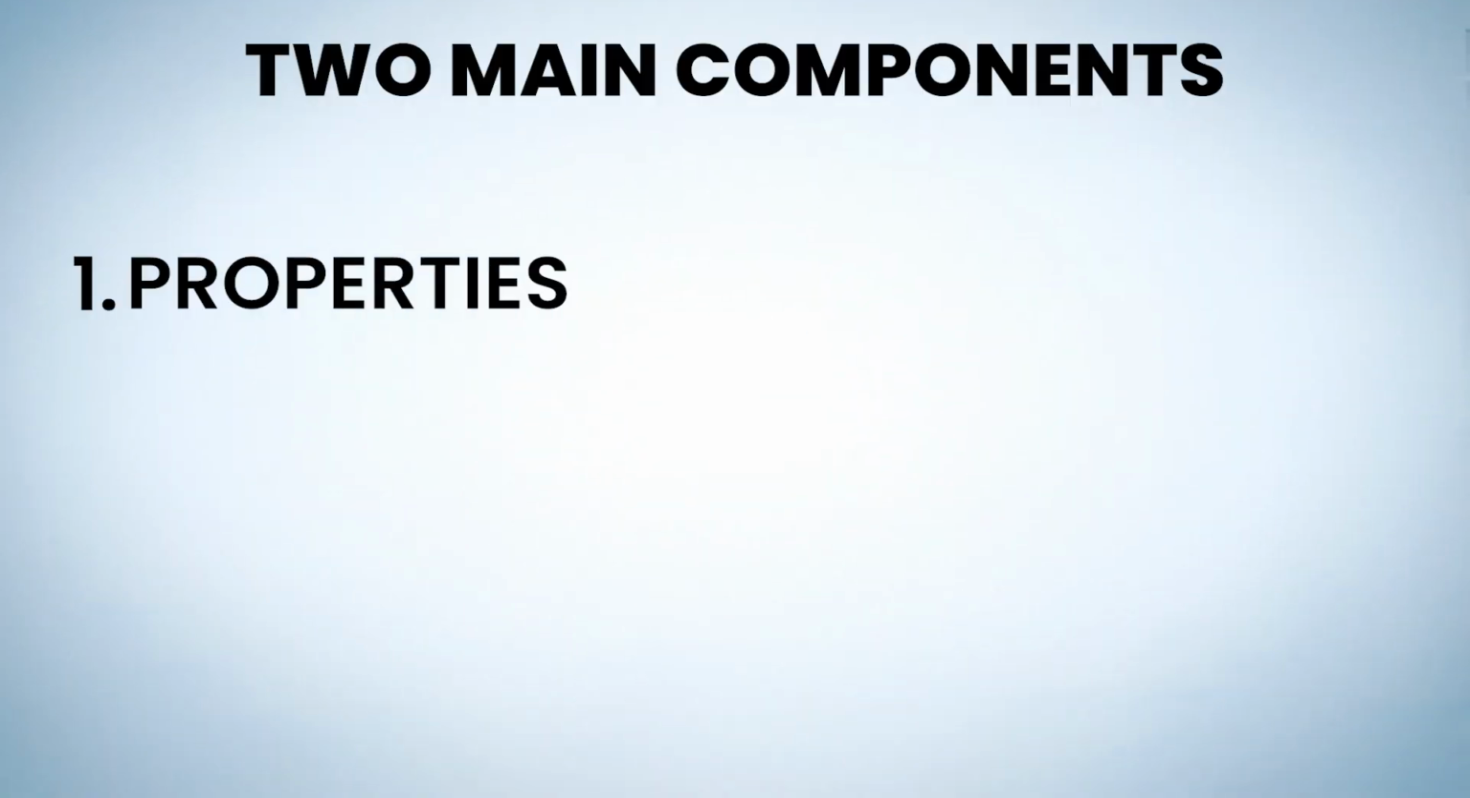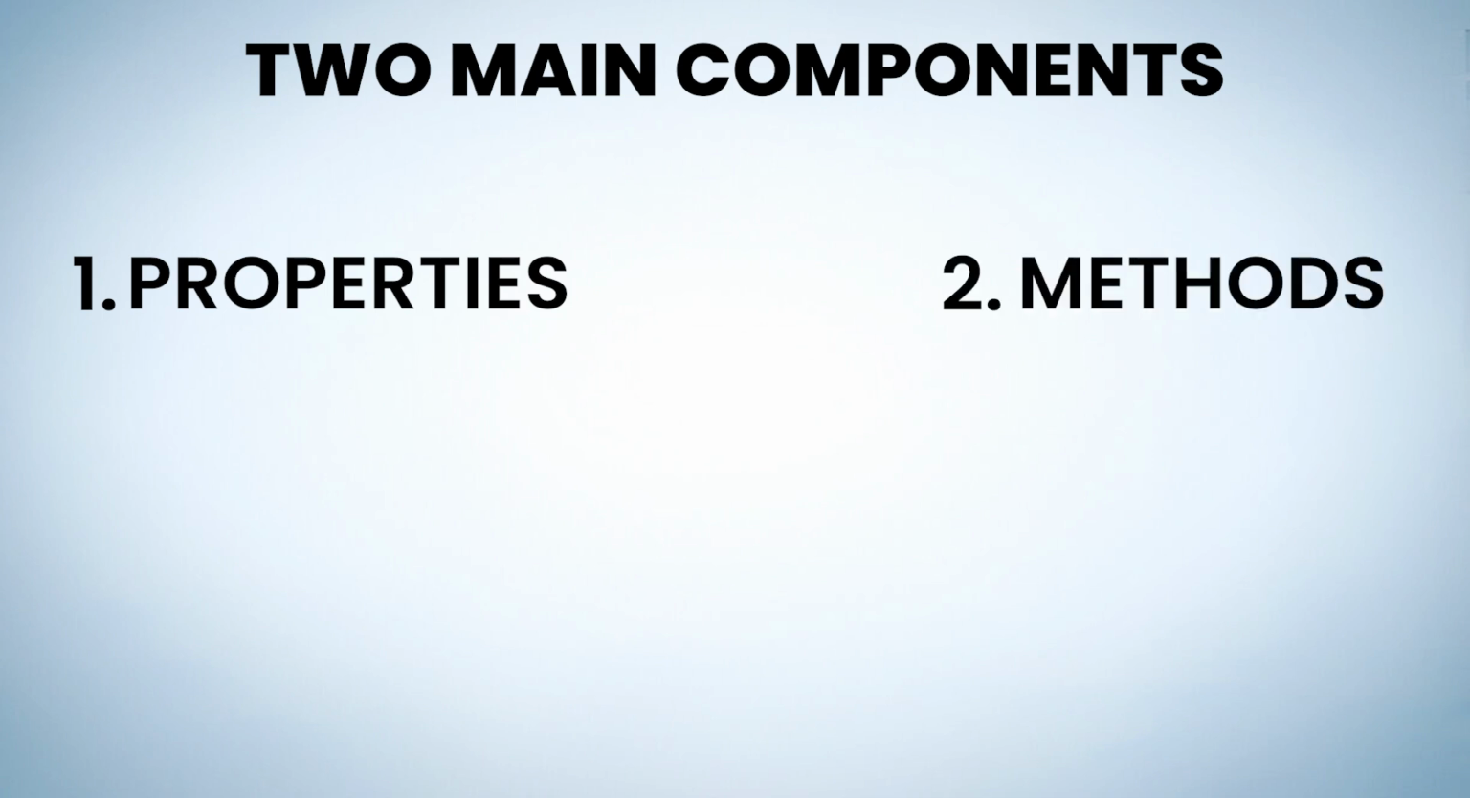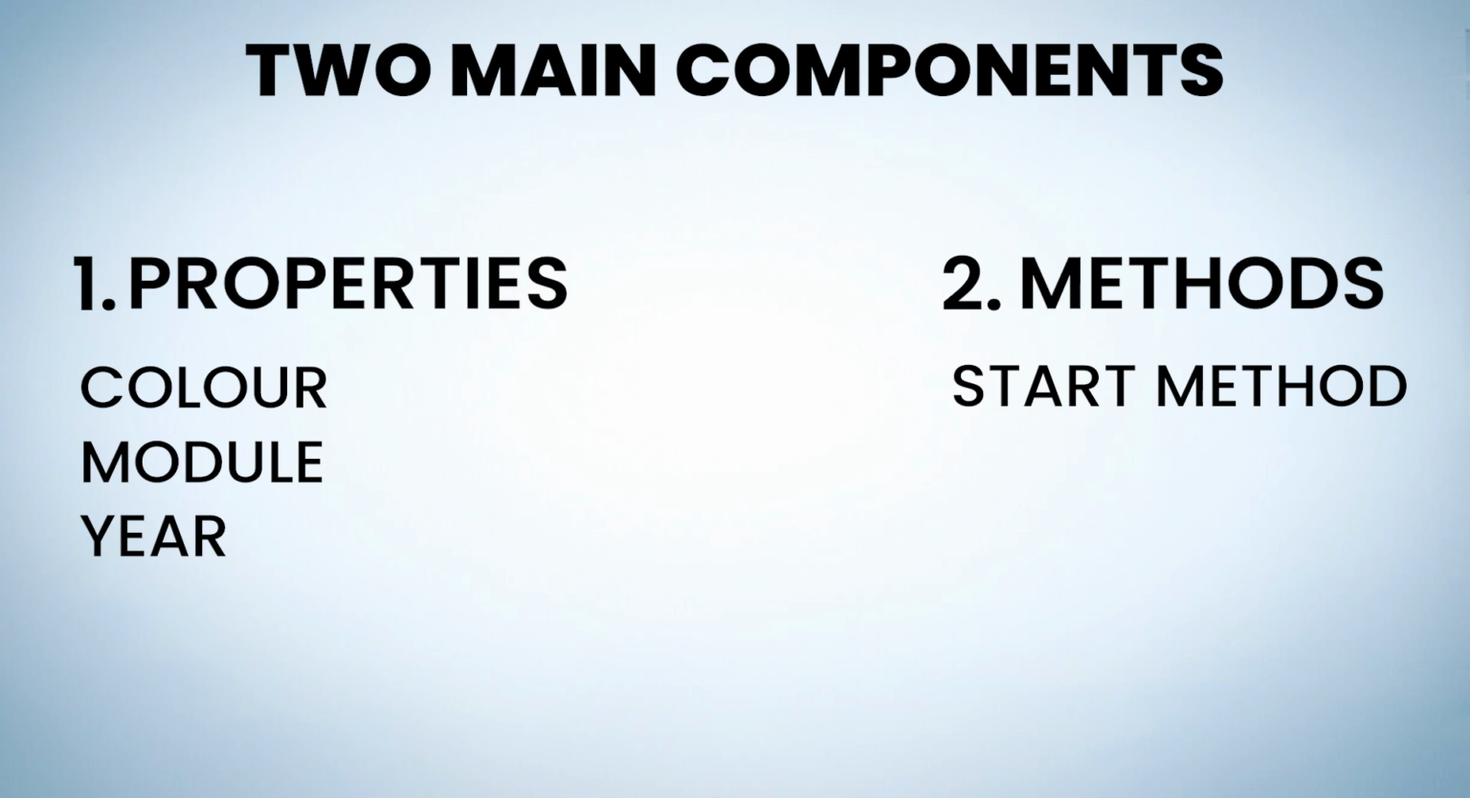Classes and objects have two main components. Number one is properties, and the second one is methods. Properties are like color, model, or year of the car. Properties are what they have, and methods are what they can do. Like we can have a start method, we can also call it a function actually. We can have a stop method or function, and we can define object behaviors as well.